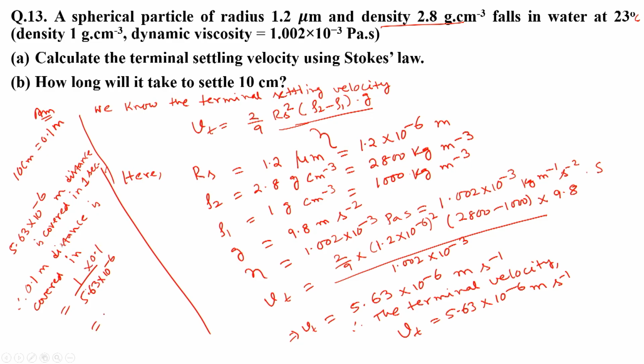So if we calculate this one, first we can calculate it in seconds. It is 17761.762 seconds, or we can write 296 minutes roughly. So we get 296 minutes.